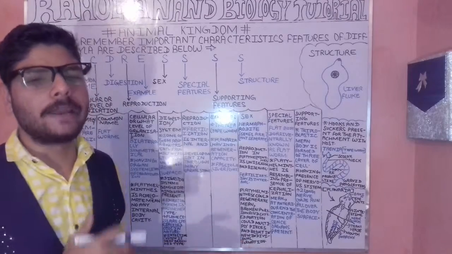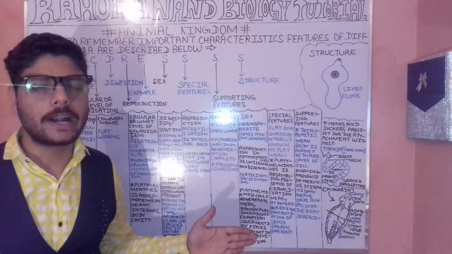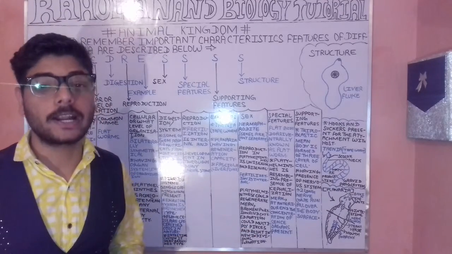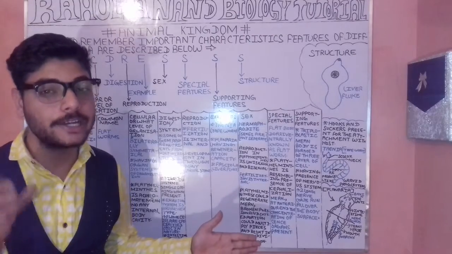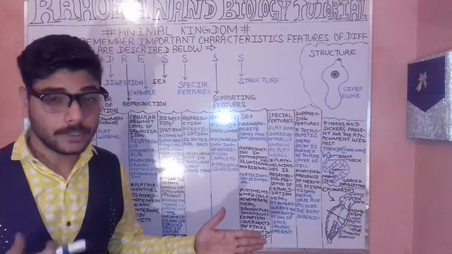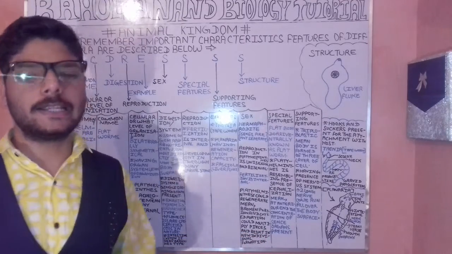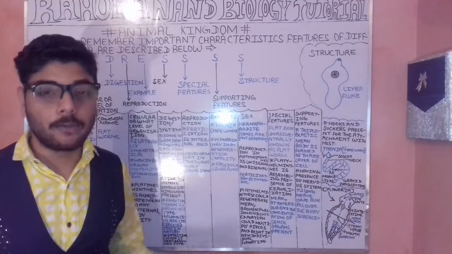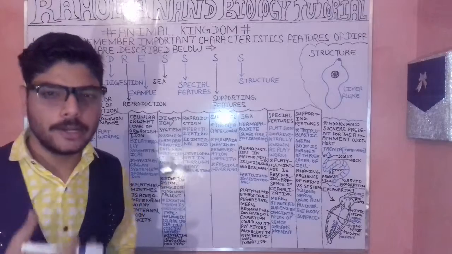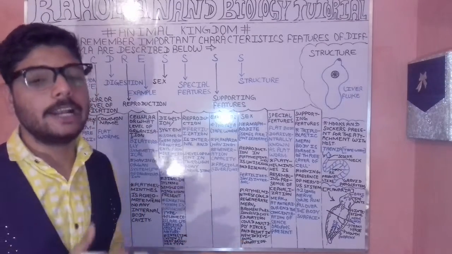Remember, here we have the mnemonic NEC DRS. Let's elaborate on what it actually means. The N stands for the name. The E stands for the environment. Then the common name, the C. Then we have the digestive system, the D.